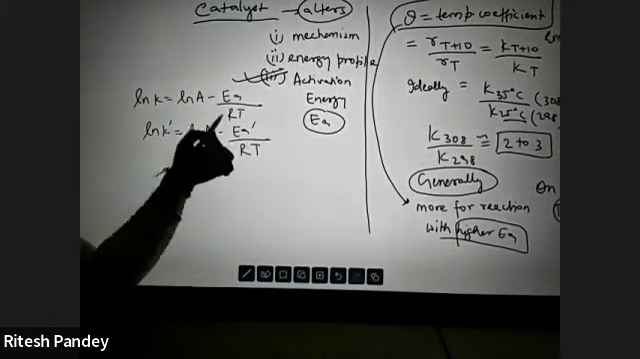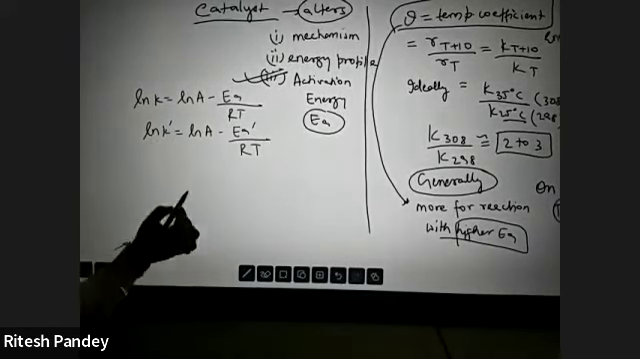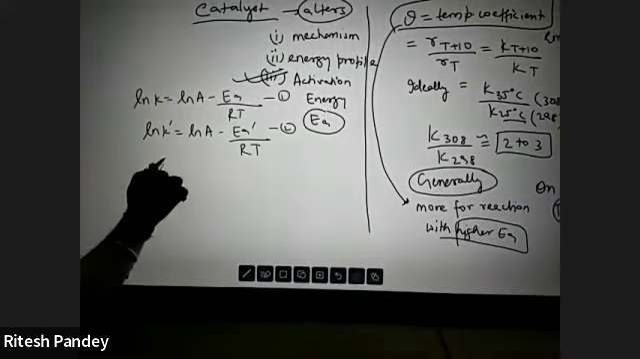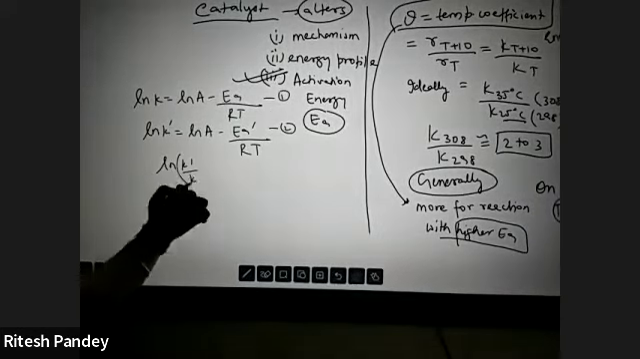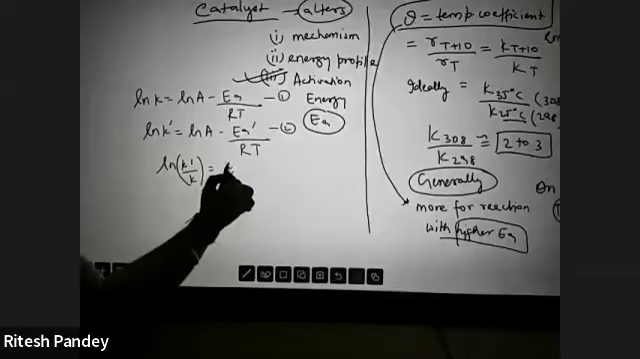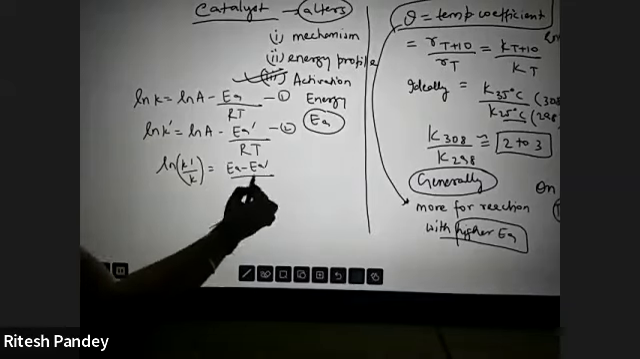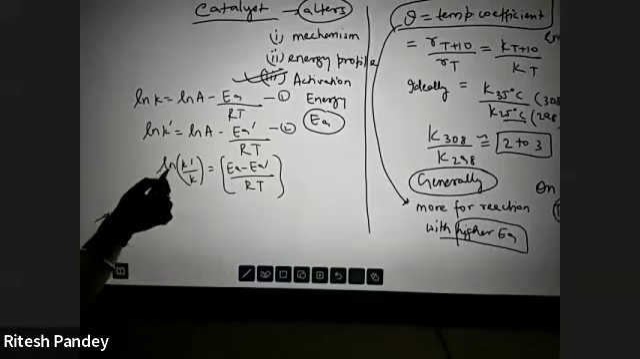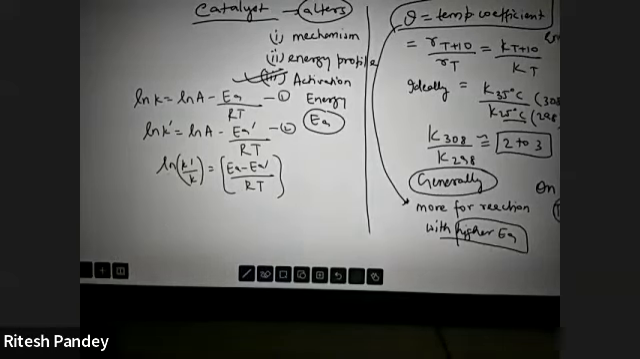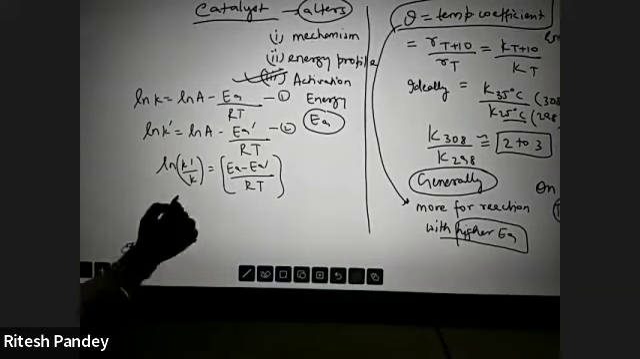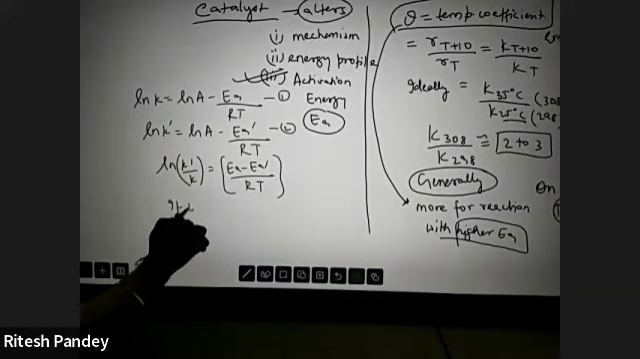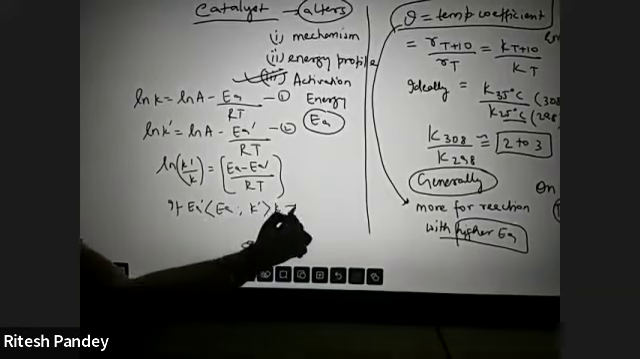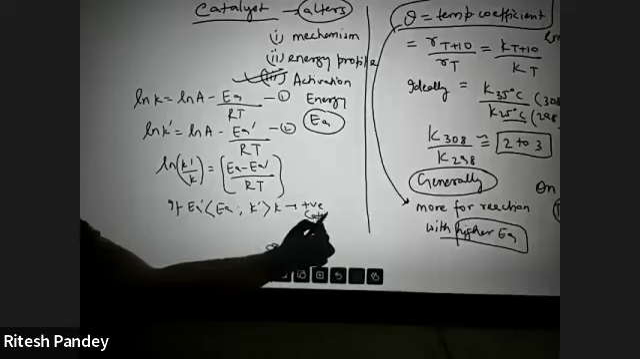So if for EA there is K, then for EA prime there is K prime. If I write this as equation 1 and this as equation 2, naturally log K prime by K would be equal to EA minus EA prime upon RT. This will be 2.303 if it's to the base 10. I'm just writing the concept involved, which is if EA prime is less than EA, K prime is more than K, we call it a positive catalyst.